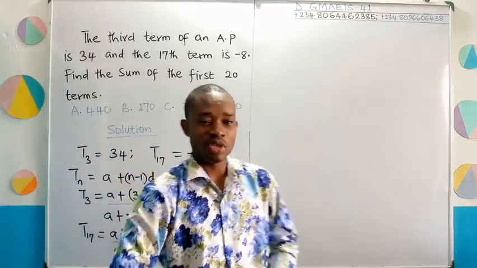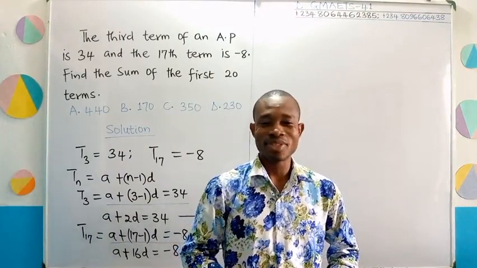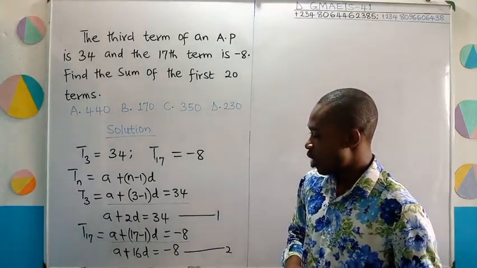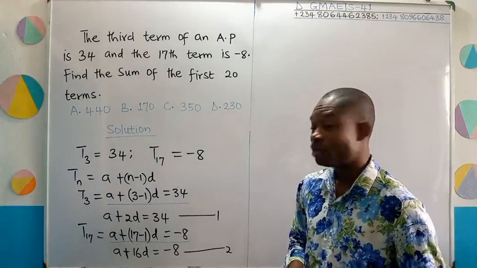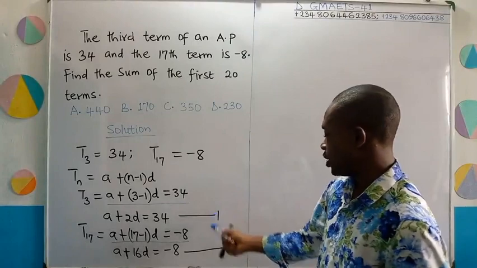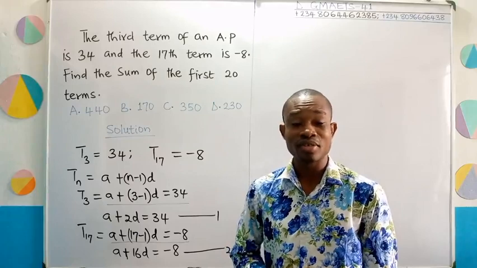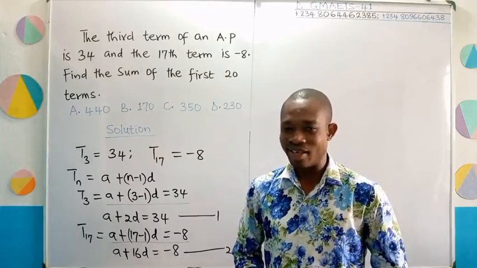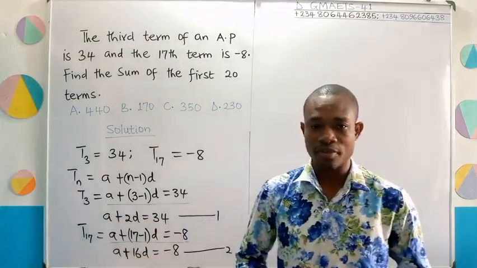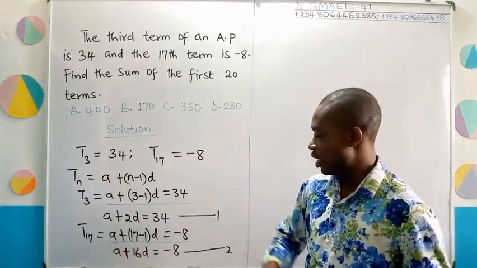We have obtained two equations with two unknowns. So we are going to solve these two equations simultaneously. If I solve them simultaneously, I will obtain the value of A and D. Then my problem is as good as solved. Let's do that quickly. This is equation 1, this is equation 2. We can use a substitution method or elimination method to solve the problem. I would prefer to use elimination method because A in equation 1 and A in equation 2 are the same. So I can easily subtract one of the equations from the other to eliminate A.